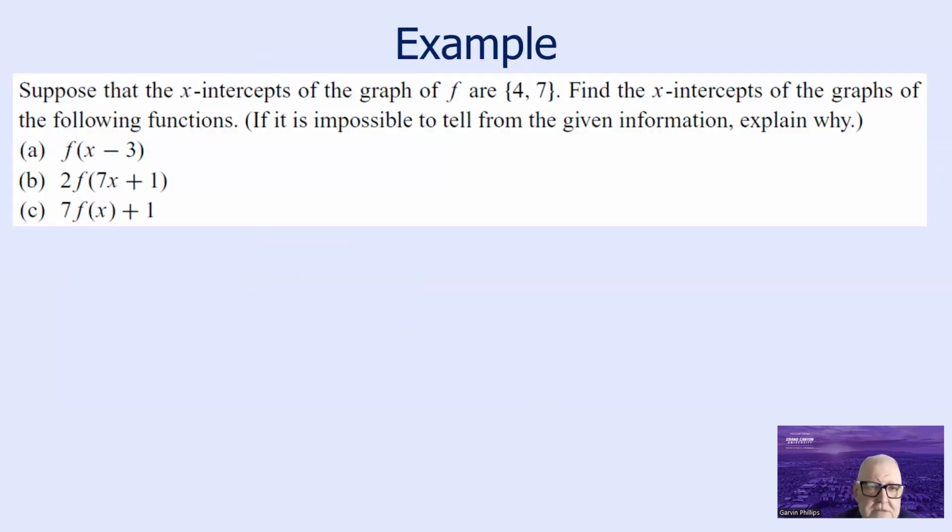Here we have another question from the homework. Suppose the x-intercepts of the graph are at 4 and 7. Now that's not the point (4, 7). That is at x equals 4, it crosses the x-axis, and at x equals 7, it crosses the x-axis.